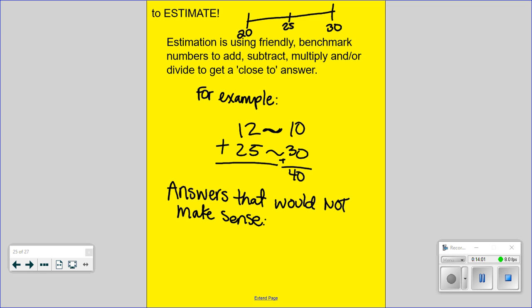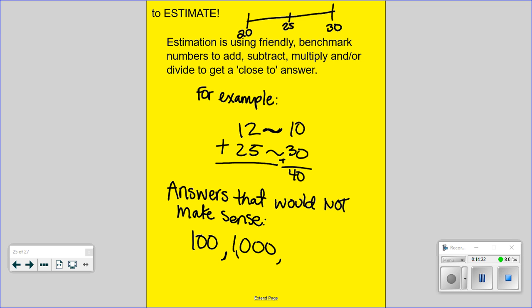Miranda? I don't know if I would say 50. 50 is pretty close. But I would definitely say 100. I know 12 and 25 is not going to get me to 100. What about Easton? What do you think? 1,000 and 15,000.